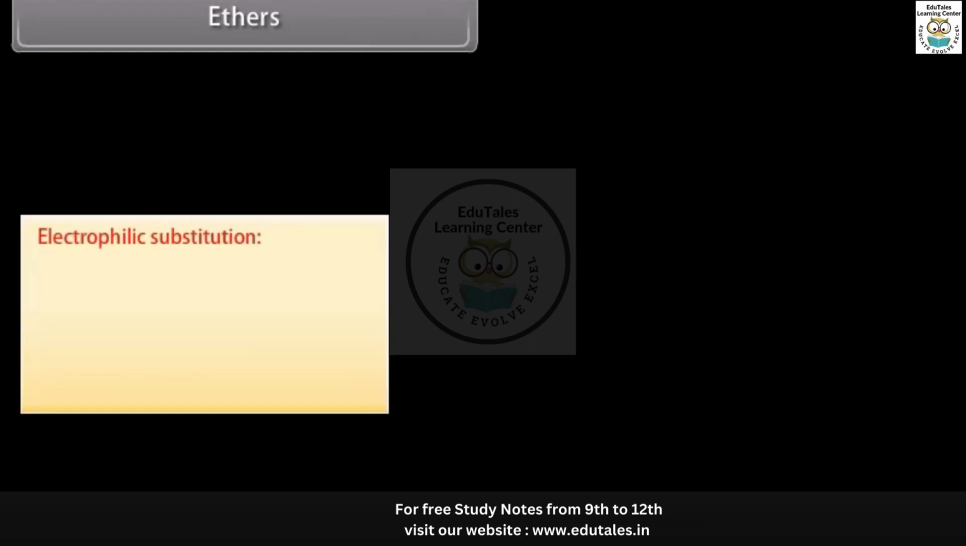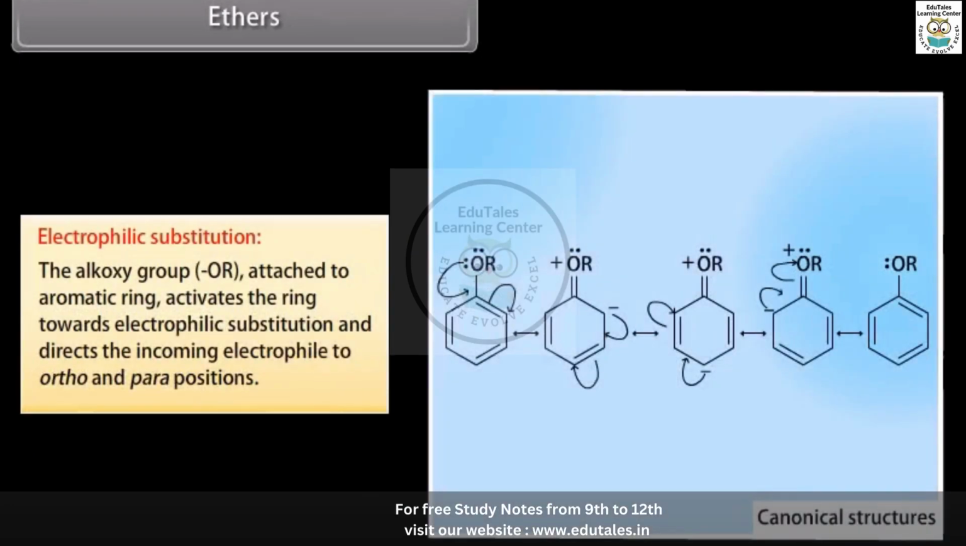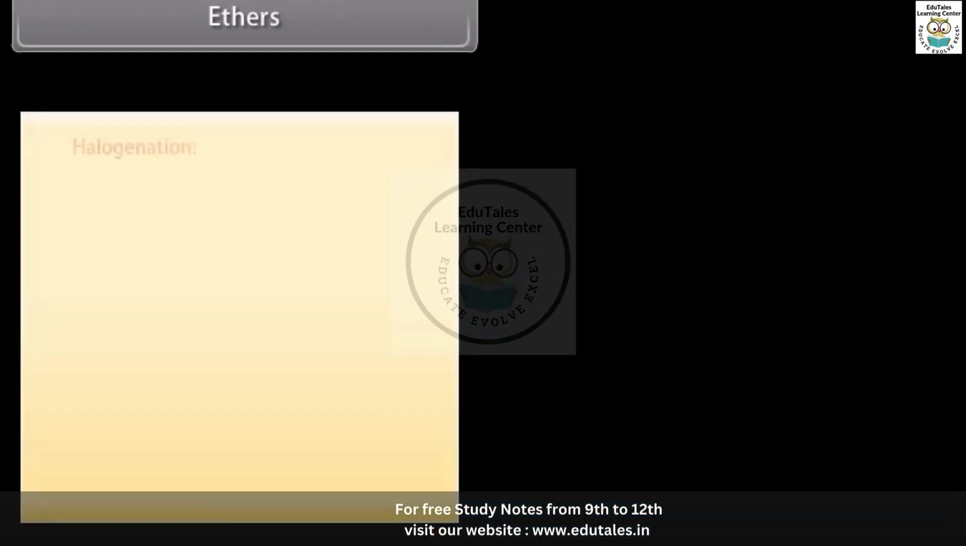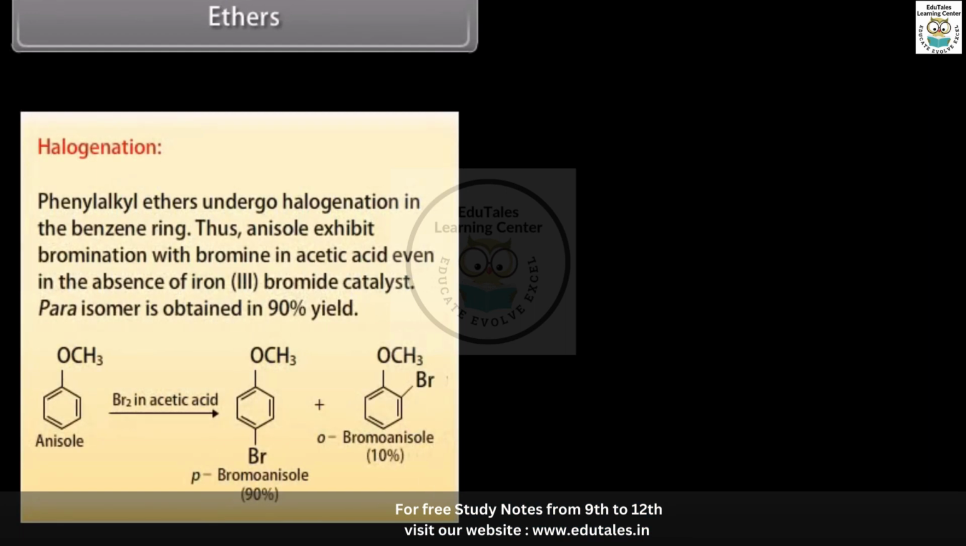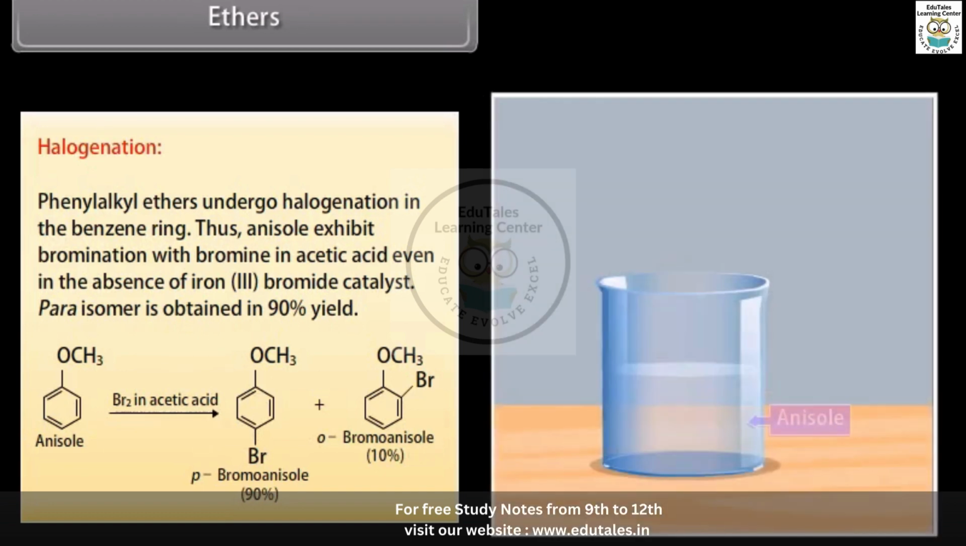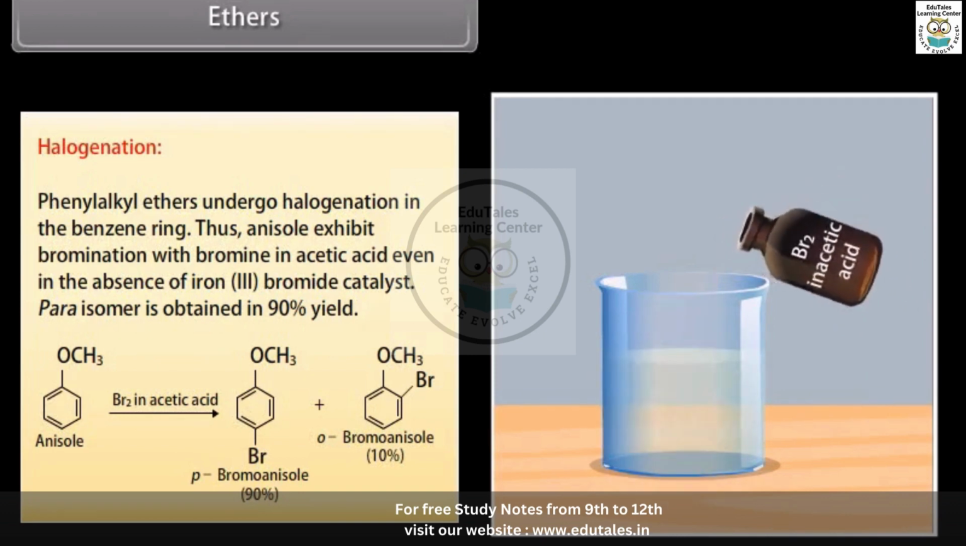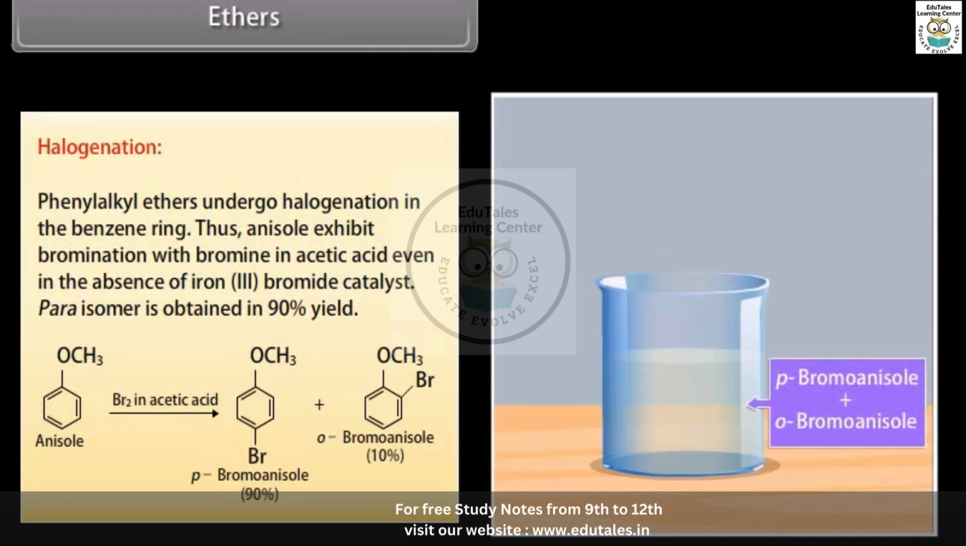Electrophilic substitution. The alkoxy group attached to the aromatic ring activates the ring towards electrophilic substitution and directs the incoming electrophile to the ortho and para positions. Halogenation. Phenyl alkyl ethers undergo halogenation in the benzene ring. Thus, anisole undergoes bromination with bromine in acetic acid even in the absence of iron(III) bromide catalyst. The para isomer is obtained in 90% yield.